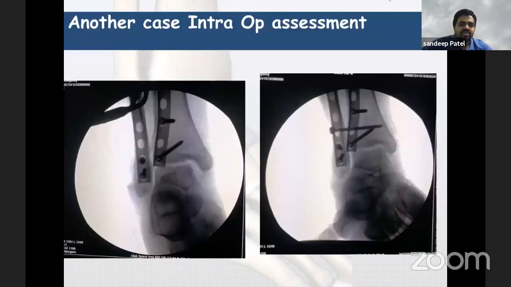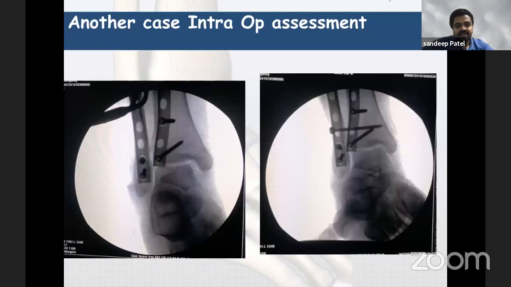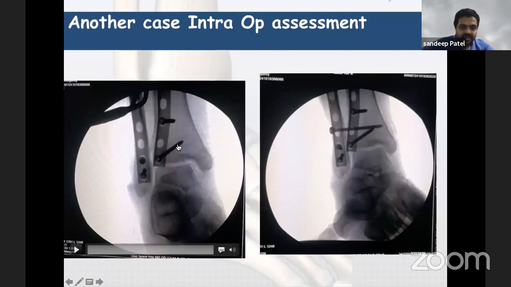So why I chose this was that not always we need deltoid ligament repair. We need to sequentially check intraoperatively. If it is required, we have to add it. This is another case. You see what happens here. It was a similar case. We have fixed the posterior malleolus. We have fixed the fibula as well.